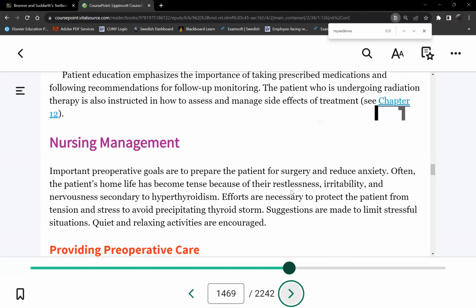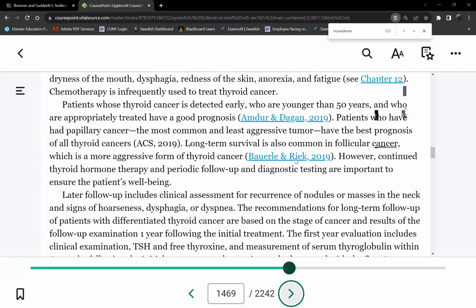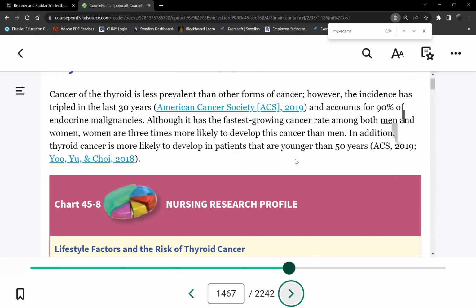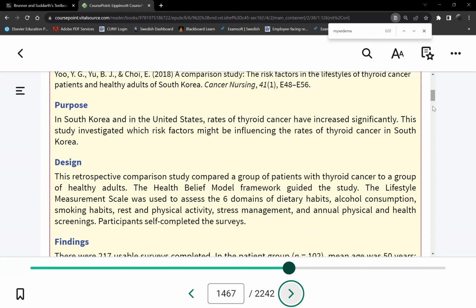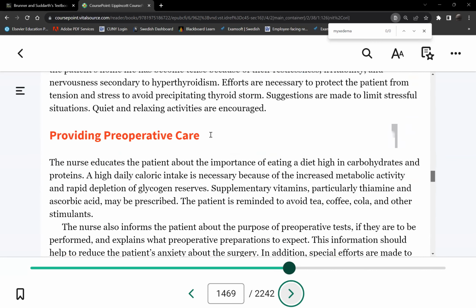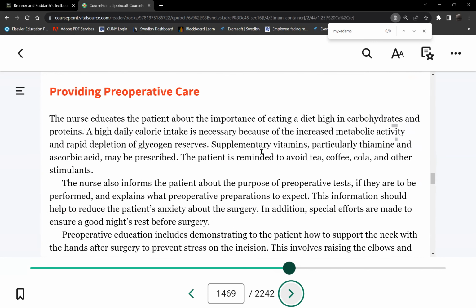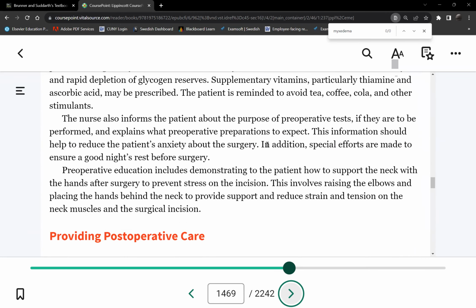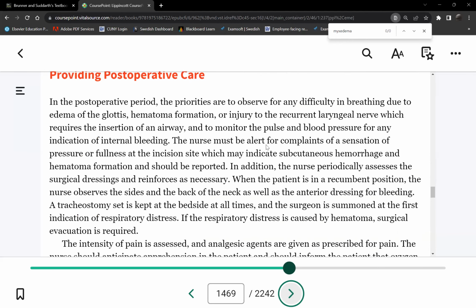Post-op care is not under hypo, it's under thyroid cancer. Okay. They just mentioned it here, so here's our pre and post-op. Okay, so pre-op, we gave the iodine preparations, right? And then did we give the propranolol also? Beta blockers? Yes.